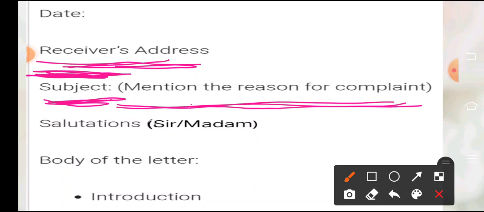Here you have to use a phrase. Suppose, complaint about the watch, okay, or something like that. A short phrase should be there, and after the phrase we do not put any full stop, any question mark or any exclamation mark after the subject. After that once again you have to leave one line blank, and then you have to write the salutation. So what is the salutation? Salutation means sir or madam, right?